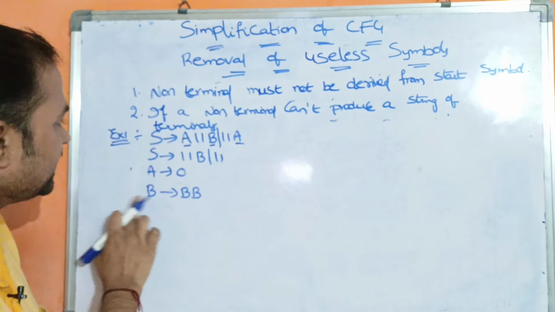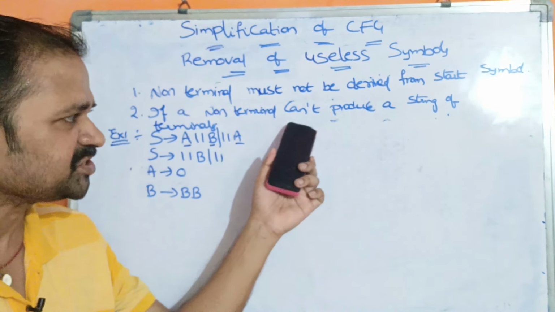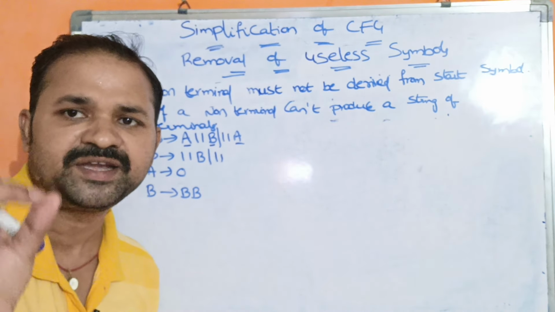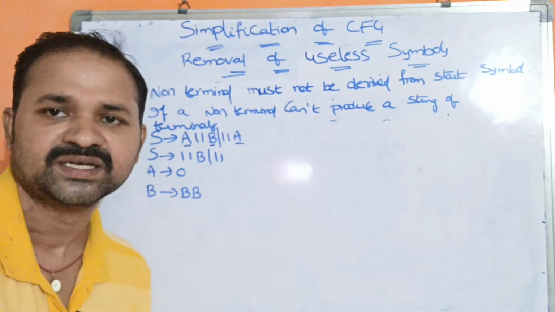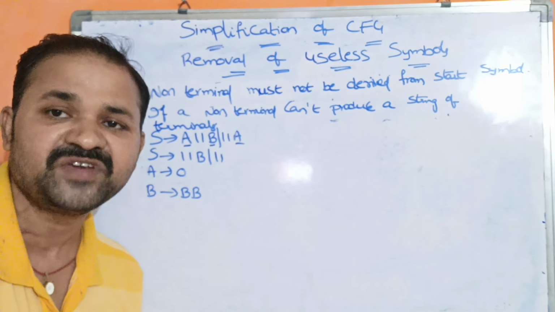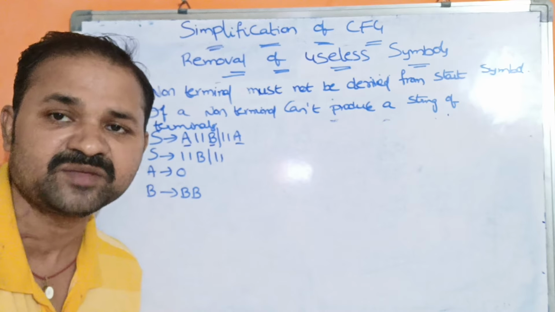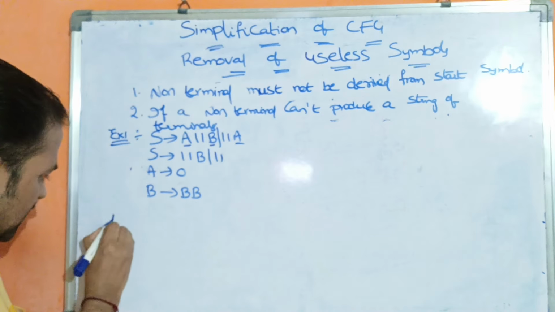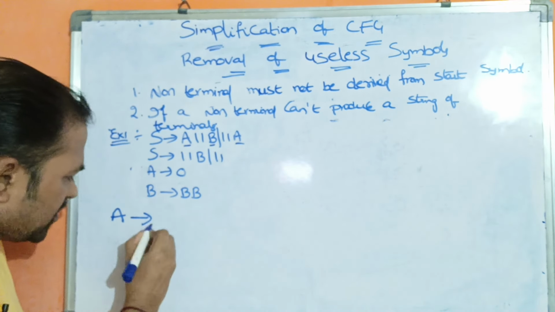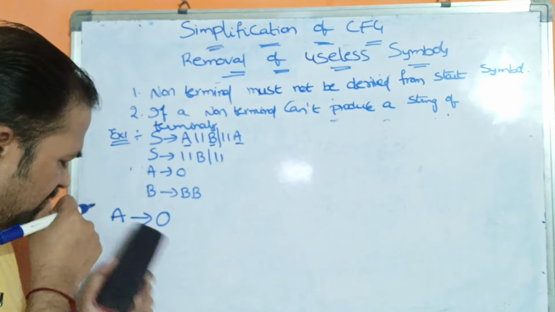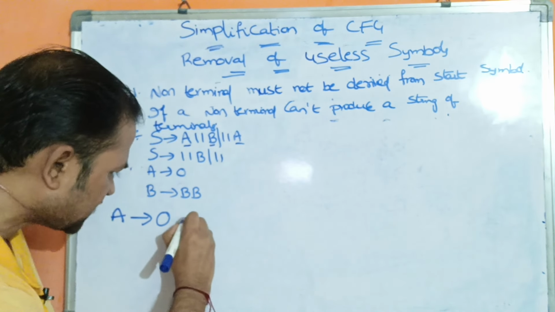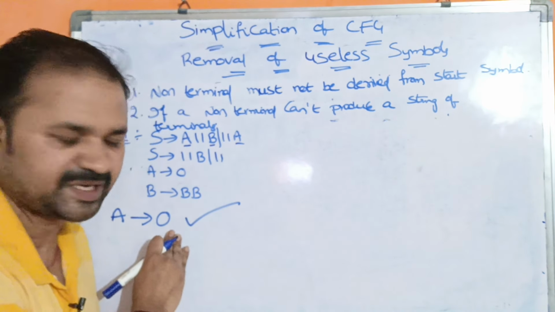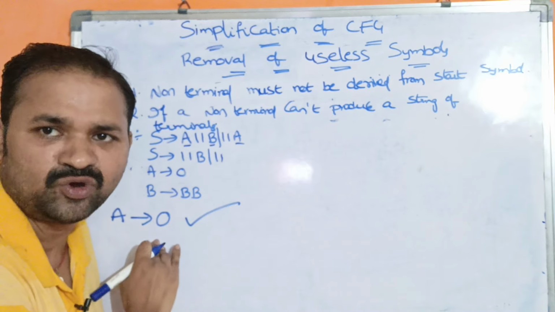Next, let us see the second condition. What is the second condition? If a non-terminal cannot produce a string of terminals. So if a non-terminal produces a string of terminals, then that is useful. Whereas if a non-terminal cannot produce a string of terminals, that is useless. Okay, let us start from A. What are A productions? A produces 0. So this is a useful production only. Why? Because this non-terminal is producing a terminal symbol. There is no need to remove this one.